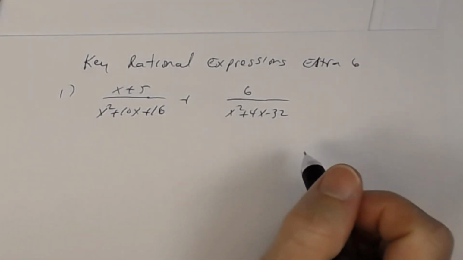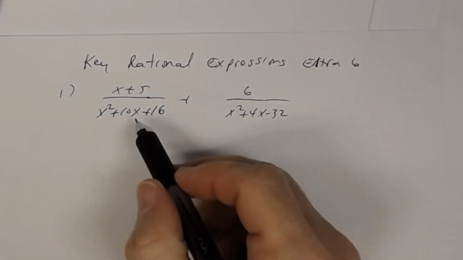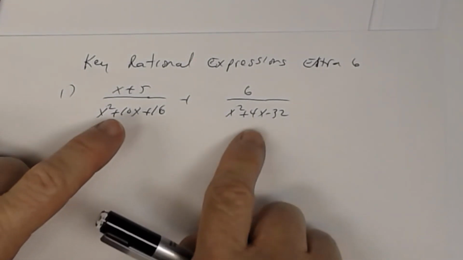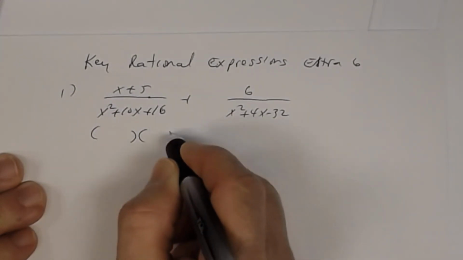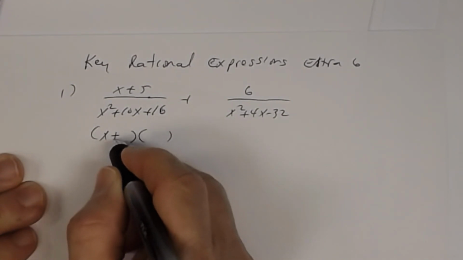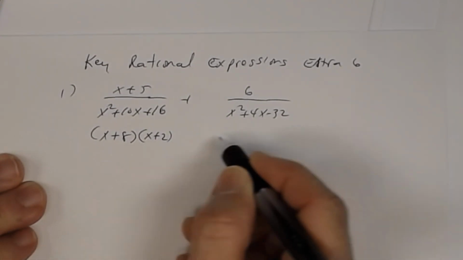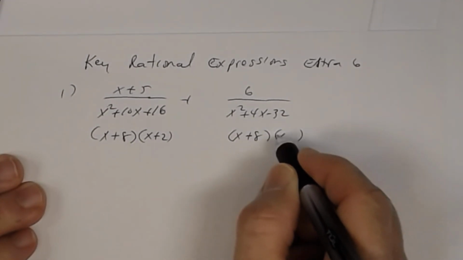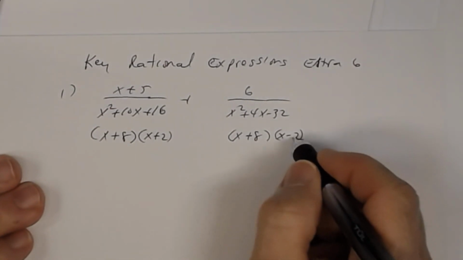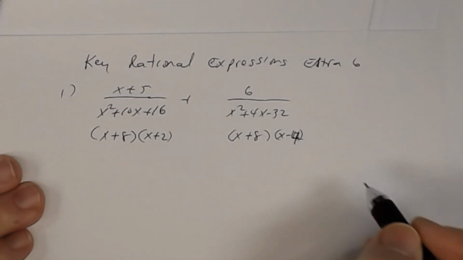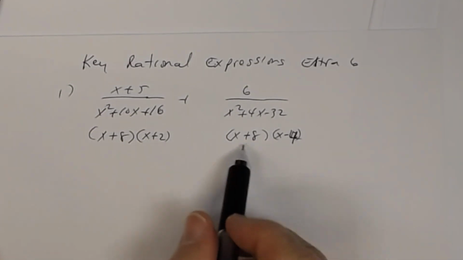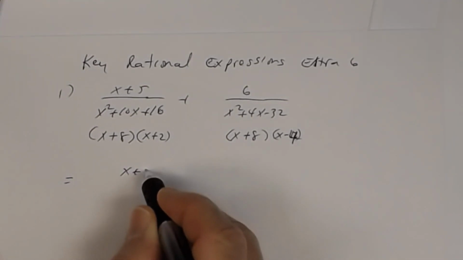Remember, before you can add or subtract rational expressions, the denominators have to be the same. Notice that those two denominators are not the same, so you have to factor first. When I factor this, I'm going to get x plus 8 times x plus 2. And here, that's going to be x plus 8 times x minus 4. Now I'm going to rewrite this using the factored form. Always do that, so that way you don't mess up.